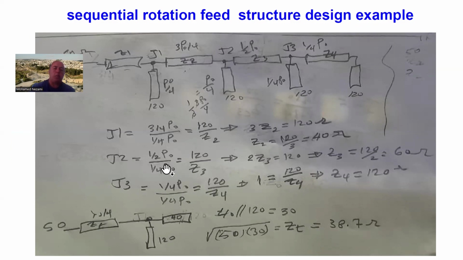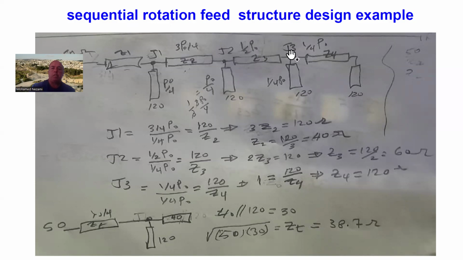Let's do this to the second one. The second one, we have half of the power in here, which is 2/4 of the power, and another 1/4 is here, so we get 1/2 divided by 1/4 is equal to 120 here divided by Z3 here. That leaves you with the equation 2 Z3 equals 120, and that's basically 60 ohm.